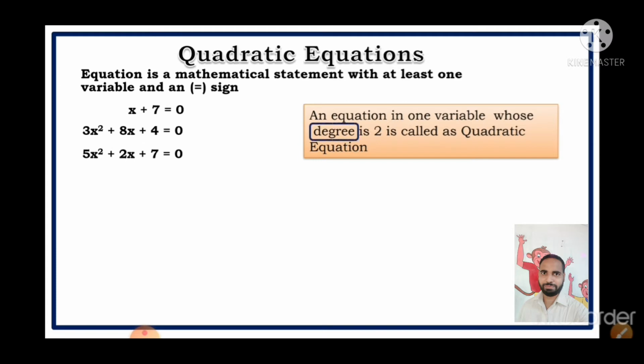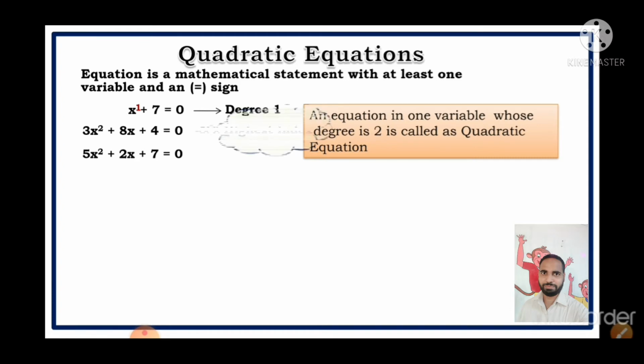Now let us understand with the example. First you should know what is degree. Degree is nothing but highest index of variable. So you can compare from these equations and say whether it is a quadratic equation or not. First equation, x plus 7 equal to 0. What is the degree of this equation? It is 1, highest index is 1. So ये equation का degree क्या होगा?